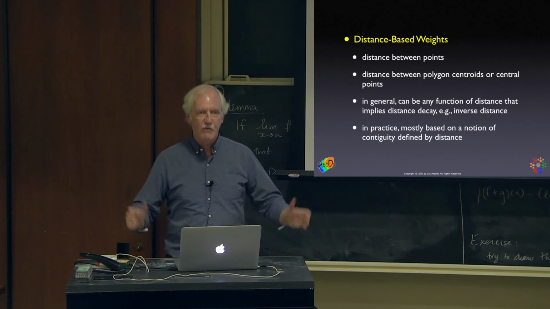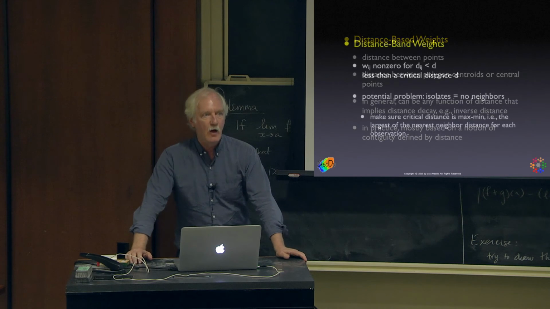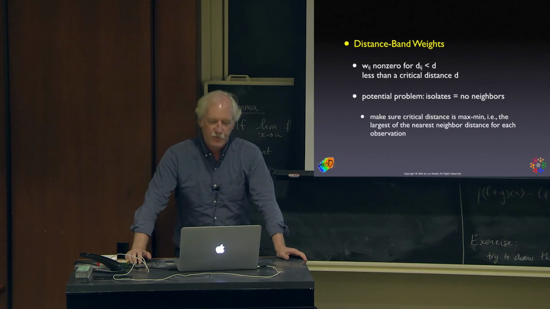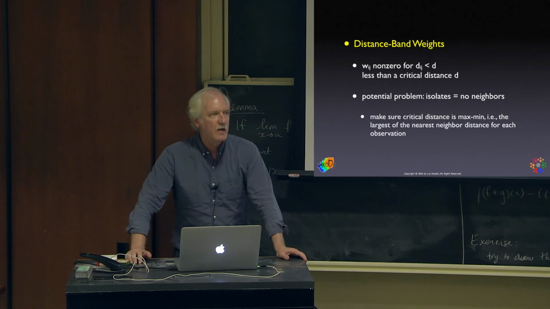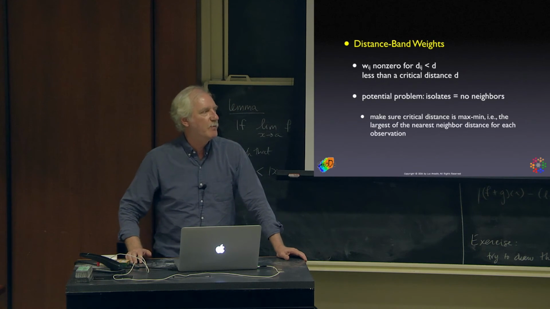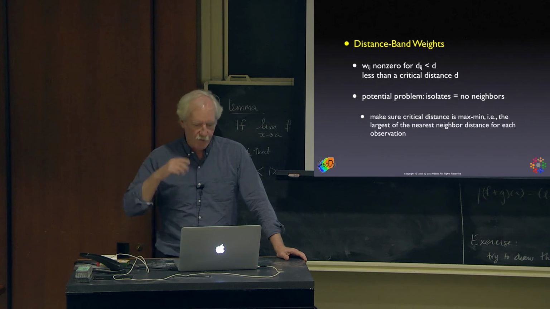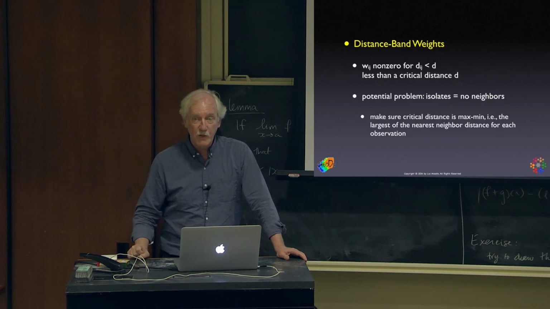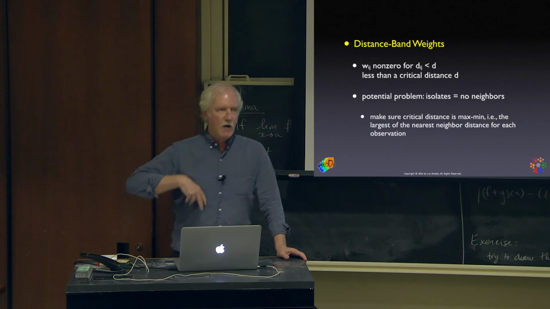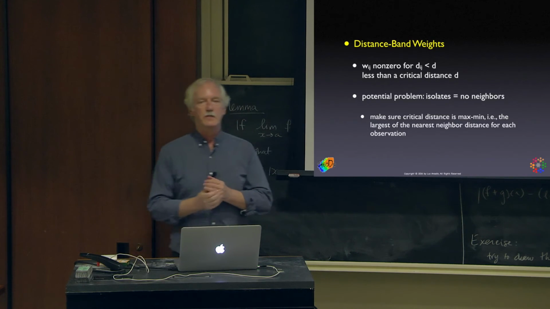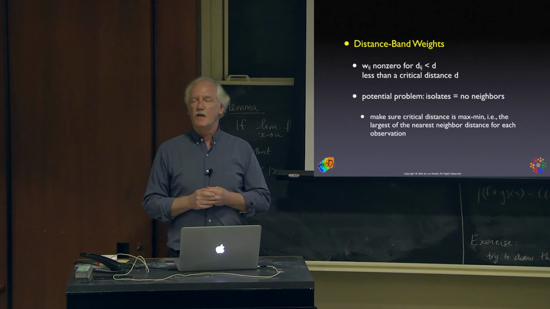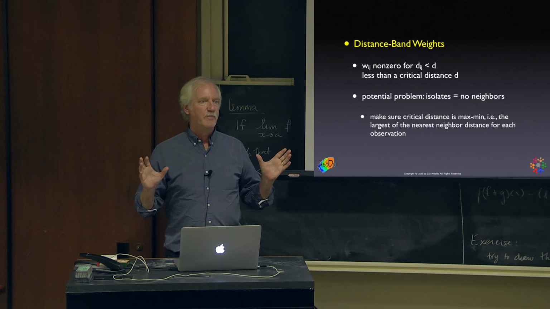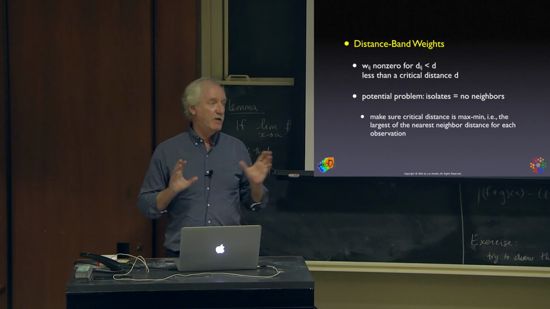So we have this notion of a distance band weight. It is what it says it is. If the two observations i and j are less than a critical distance from each other, we call them neighbors. If not, they're not neighbors. There's a problem with this. When we just arbitrarily come up with a cutoff distance, this works well if the areal units are all pretty much the same size. It doesn't work well if they have very different sizes.